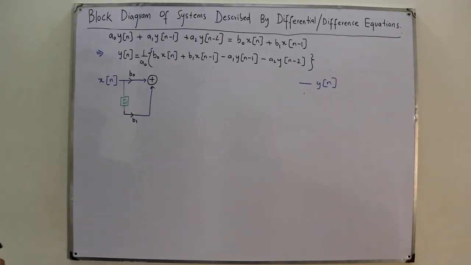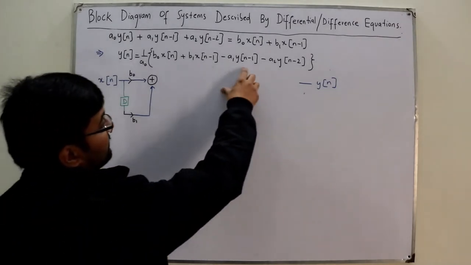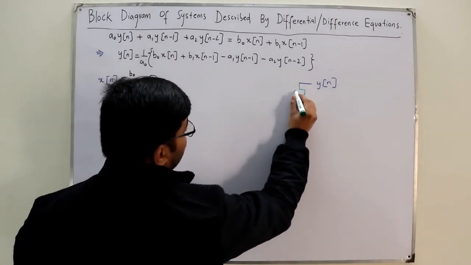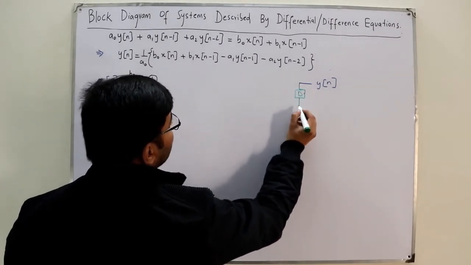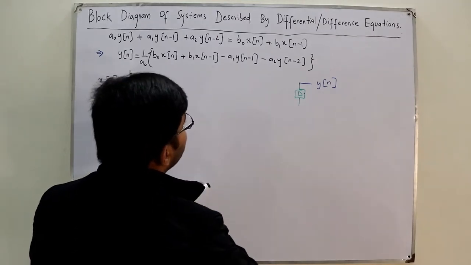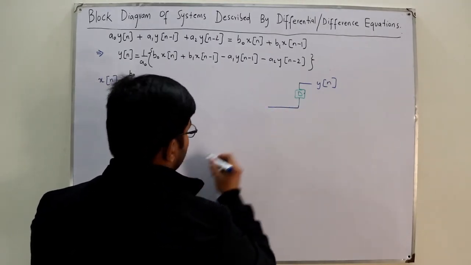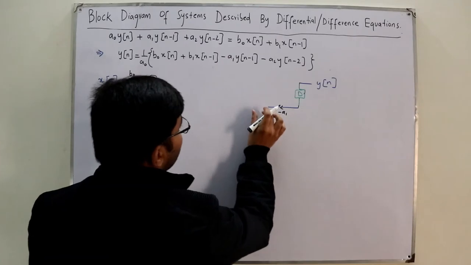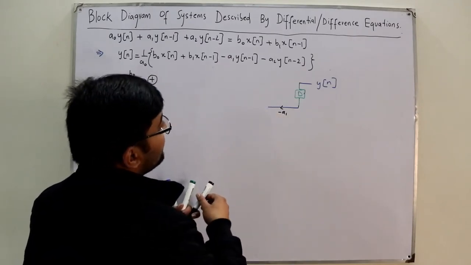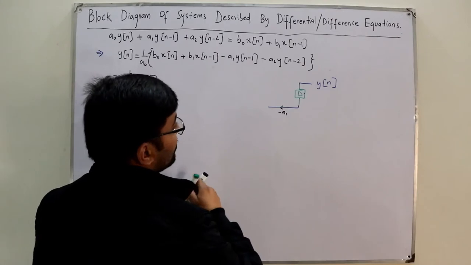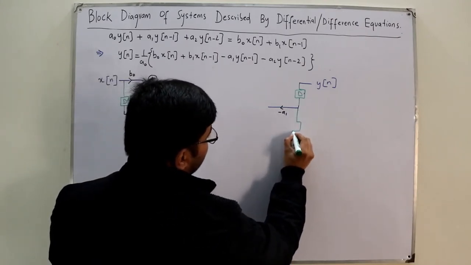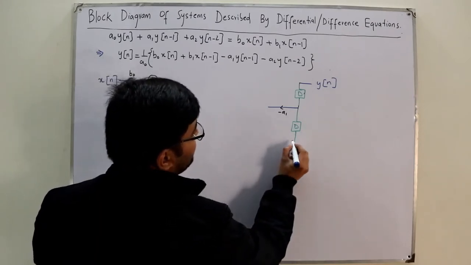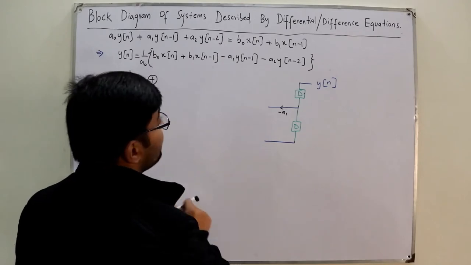Yes. And now what do you have? The output. Coming to the output side, you need a y[n minus 1]. So let me take the delay of this. You have y[n minus 1] at this particular point, and this is multiplied with negative a1. Over here I would have negative a1 y[n minus 1]. Now I need another delay, y[n minus 2], so I need another delay of this particular thing. Over here I would have y[n minus 2], and now this is multiplied with negative a2.